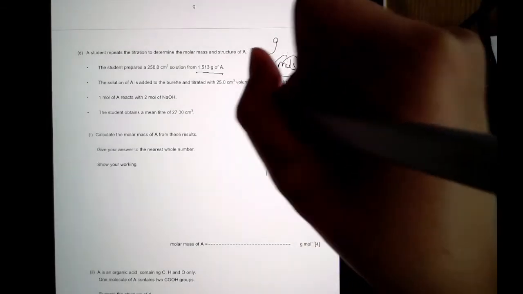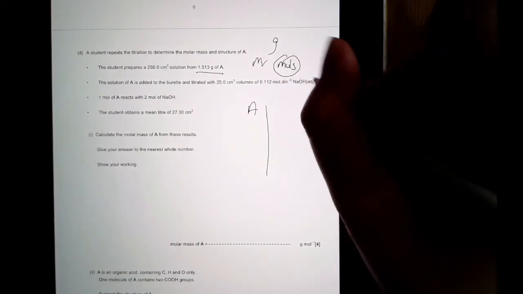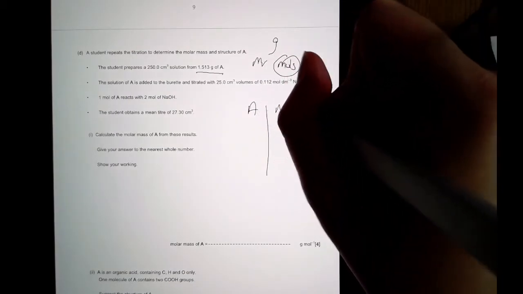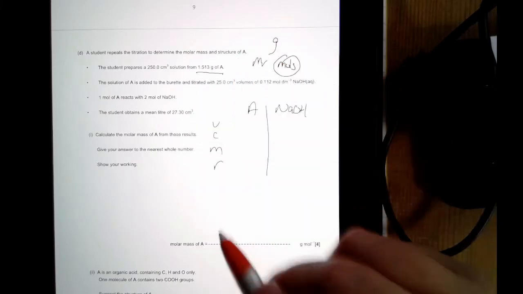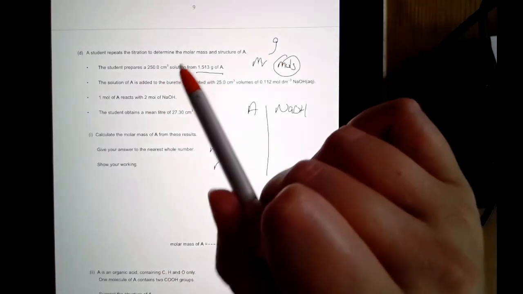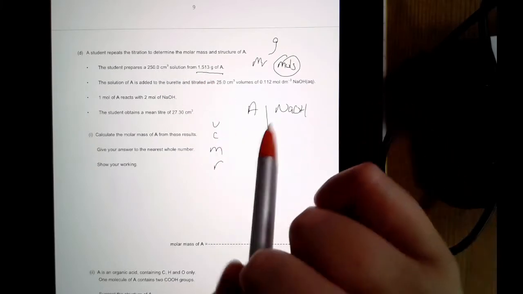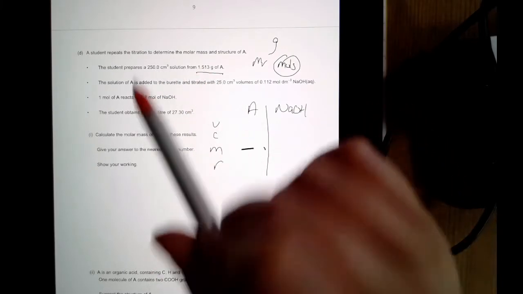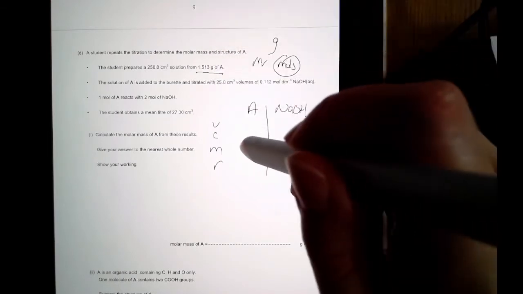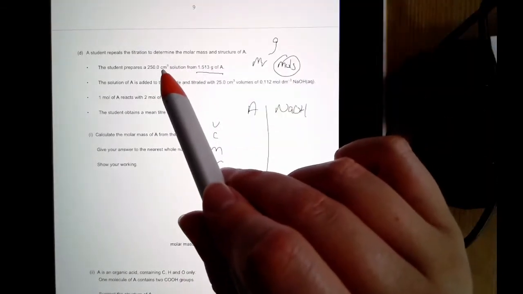I'm titrating A, my unknown, against NaOH, and I need volume, concentration, moles, and ratio. The first line here tells me about making up my standard solution. Neither of these numbers are going to go into my table. There's no room for mass, so that's not going to fit in. And the volume that you've been given there is just the size of the flask that you're using. It's not the volume that you're using in the titration.